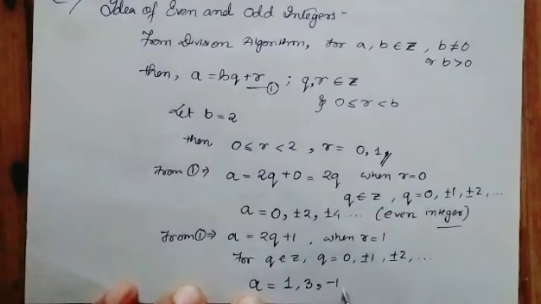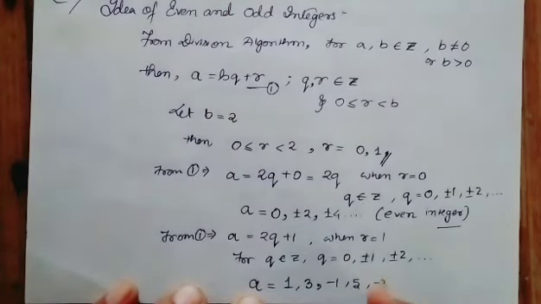Likewise, if you substitute plus 2 in this expression, 2 into 2 is 4, plus 1, you will get 5. If you substitute minus 2 in this expression, 2 into minus 2 is minus 4, and minus 4 plus 1 is minus 3. So you will get minus 3.